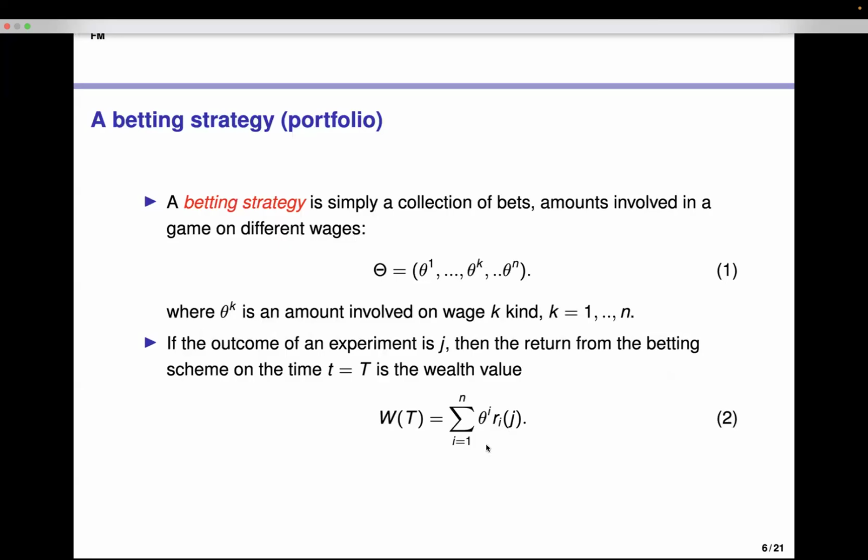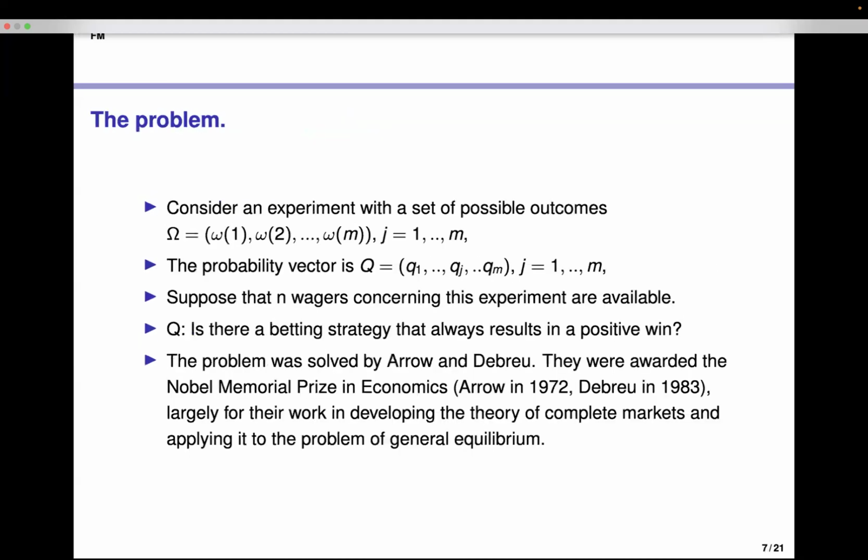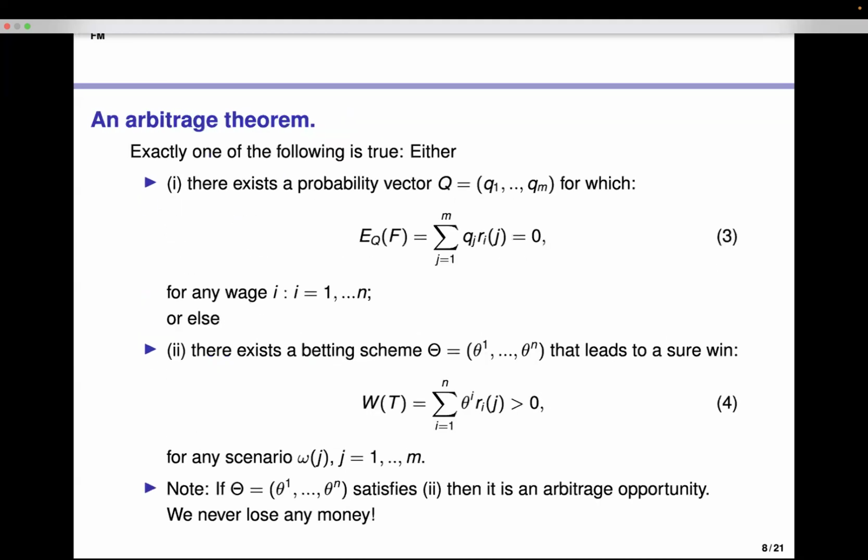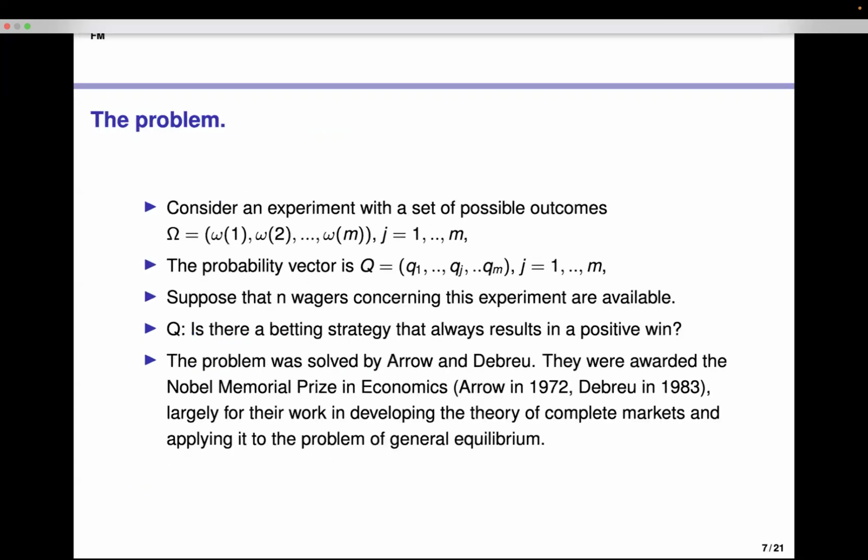Do you know? Scalar product. Yes, you're right. Okay. Okay. What is the problem?